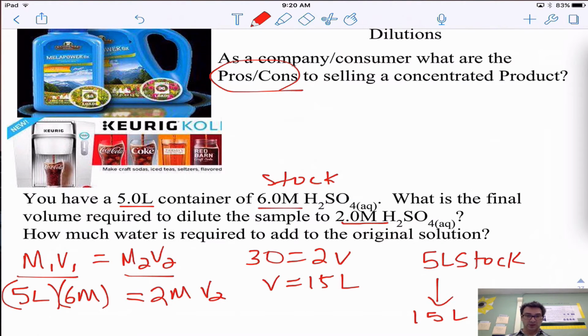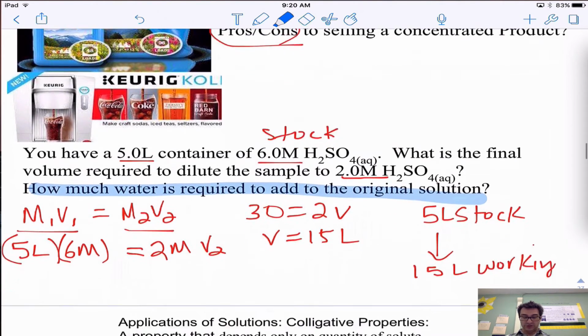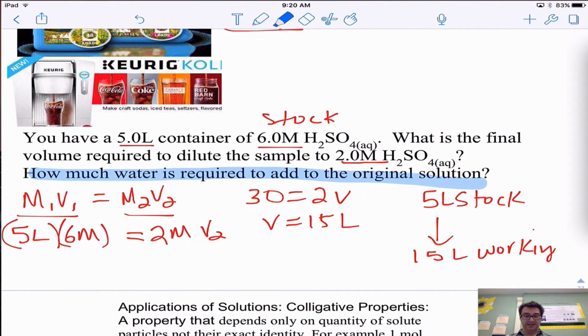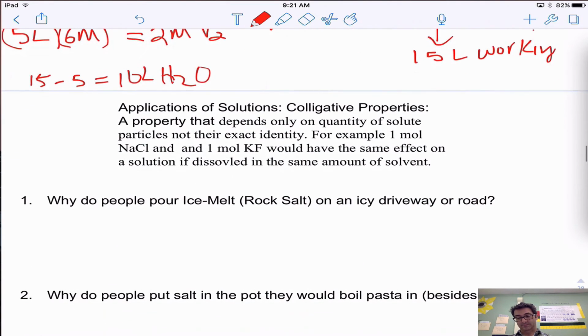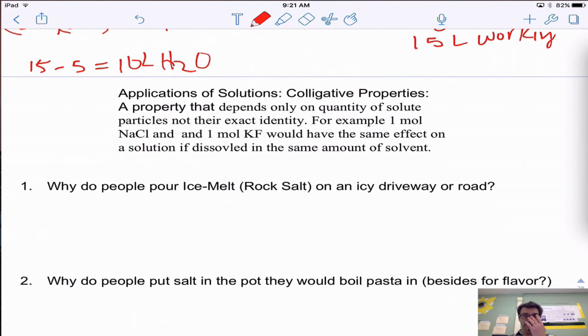So one of the questions that you're asked a lot, which I'll highlight, is how much water was required to do this? Well, if we started at 5 and we ended at 15, we are going to add 15 minus 5, which is 10 liters of water. So in the laboratory, what we'll do is take a stock solution and add enough water to get to our final solution. We'll practice some of these dilution problems in class.